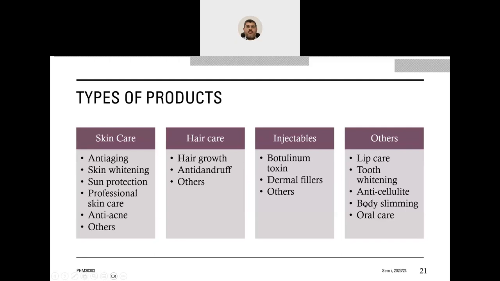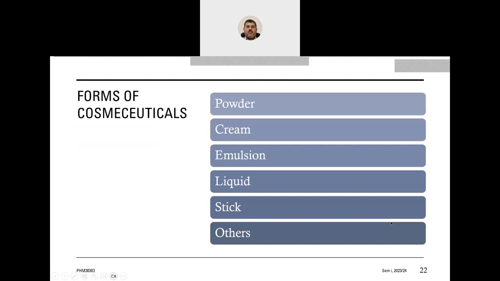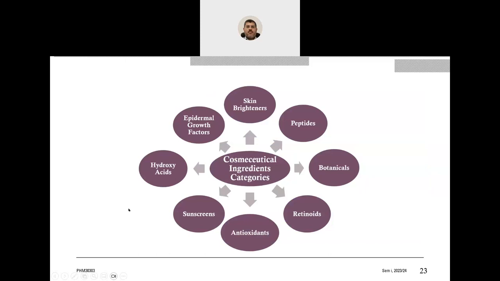Okay. They can be available in different dosage forms or different formulation types. Can be available as powder, cream, emulsion, liquid, stick, or other dosage forms. These are the main categories of active ingredients that may be available in cosmeceuticals. Epidermal growth factors, skin brighteners, peptides, botanicals, retinoids, antioxidants, sunscreens, and hydroxyacids. We will mention them one by one.